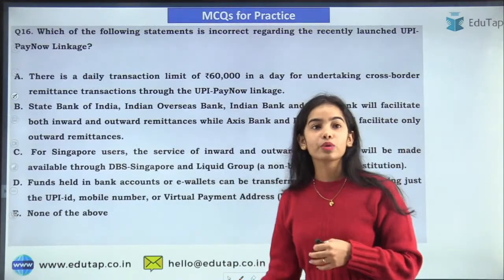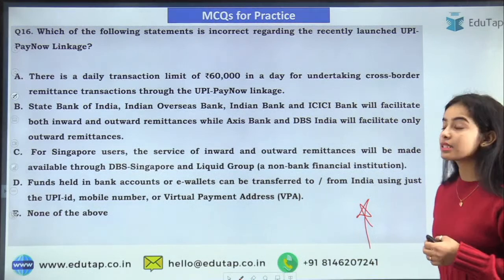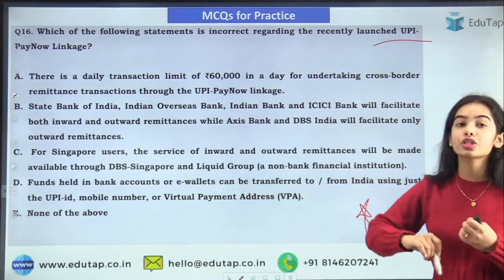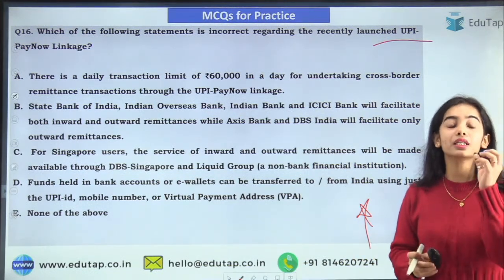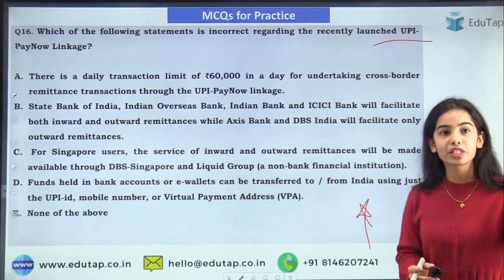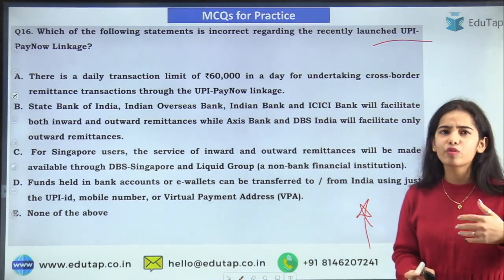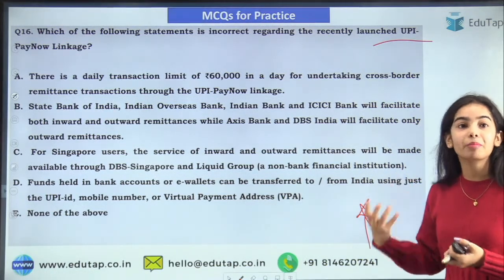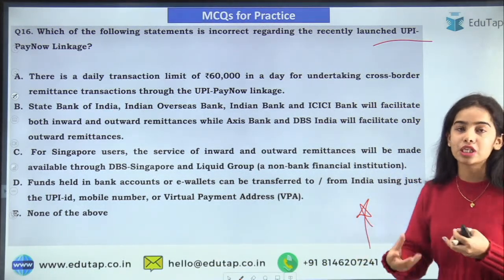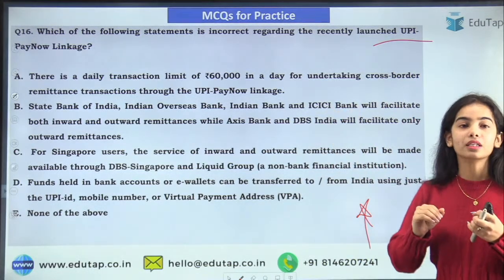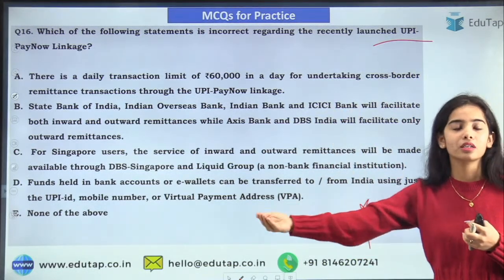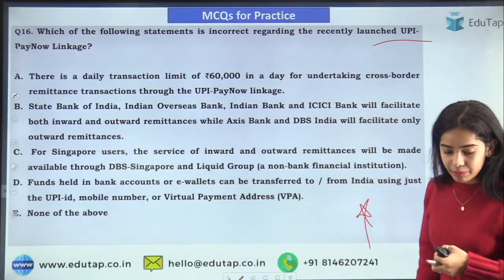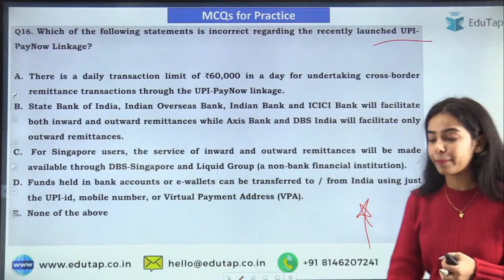Now coming to the other question, I hope you will be able to easily answer this question. Here you have to tell the incorrect statement regarding the recently launched UPI PayNow linkage. Recently the Prime Minister of our country and the Prime Minister of Singapore were present during the launch of the UPI PayNow linkage that has become live now, as the token was exchanged through the UPI PayNow linkage by the RBI Governor with the Monetary Authority of Singapore. Which of the following statements is correct? This you have to tell.